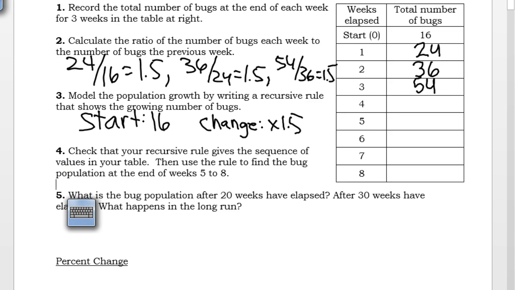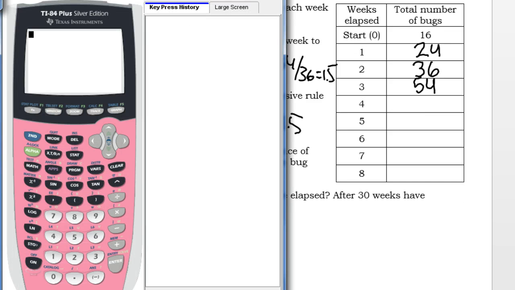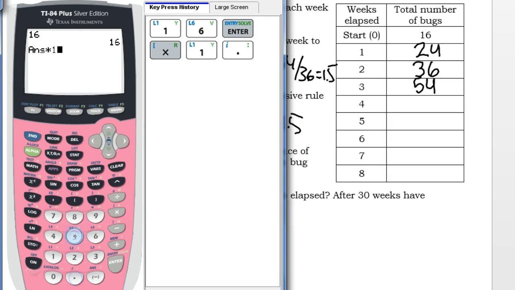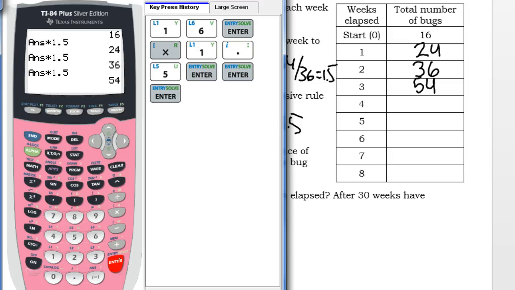So I am going to get out my handy dandy calculator. I know that I started at 16, so I do 16, enter. My rule is telling me to multiply by 1.5. When I push multiply on my calculator, the little answer pops up. And when I hit enter, it's giving me 24, which is the next entry in my table. And then enter gives me 36 again, and then 54 again. And I can keep going to get the next 3 entries in the table.